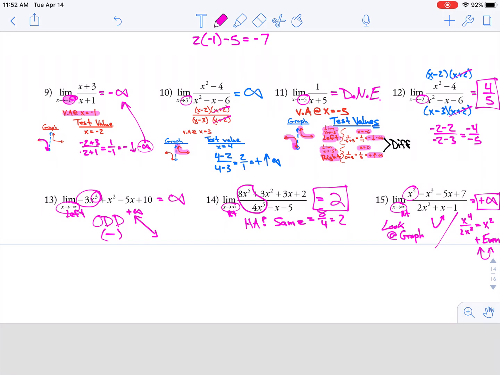That's why we spent so much time on reviewing factors and all the other things we've been doing before this, because it all comes into play now while we do our limits.